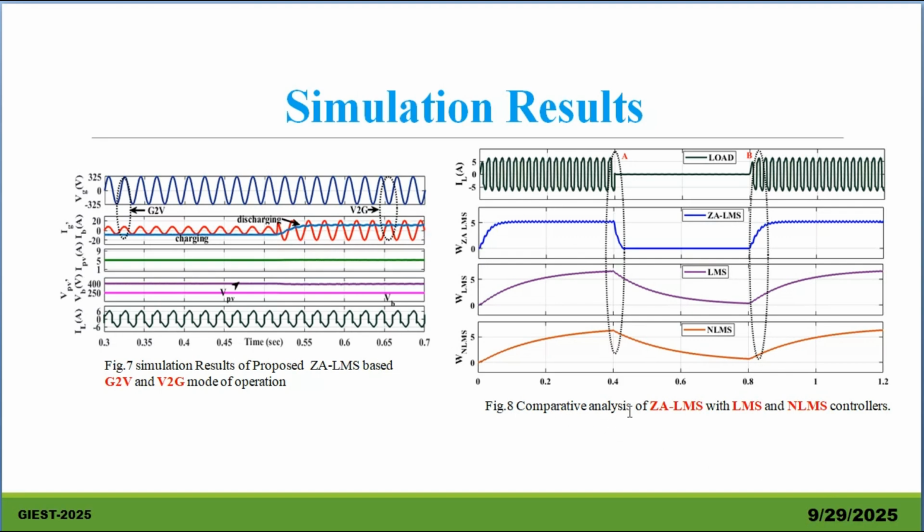In figure 8, comparative analysis of ZA LMS with LMS and other LMS variants. Here we can see that at 0.4 second the load is perturbed, due to which the fundamental weight of the proposed algorithm quickly settles, whereas the other algorithms are still in progress. At 0.8 second, the load is turned on again. Due to the response of ZA LMS, it is faster and settles to steady state quickly, whereas the others are still in progress.